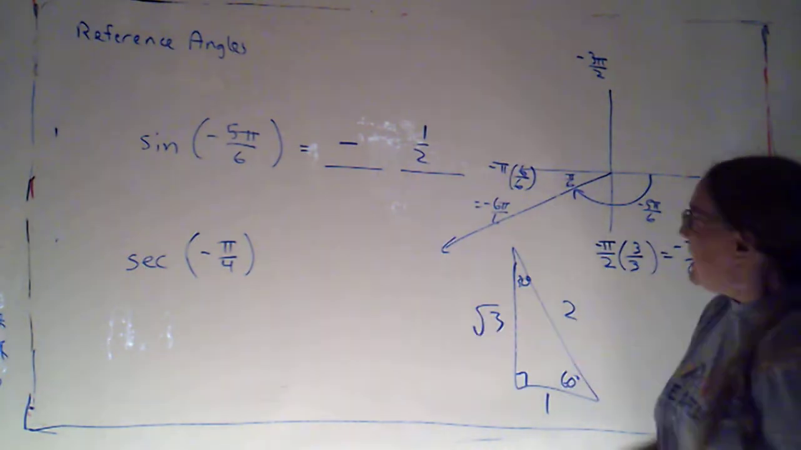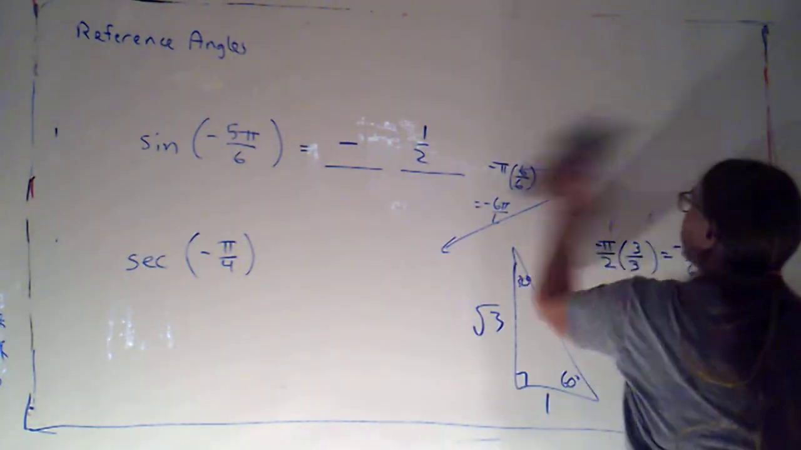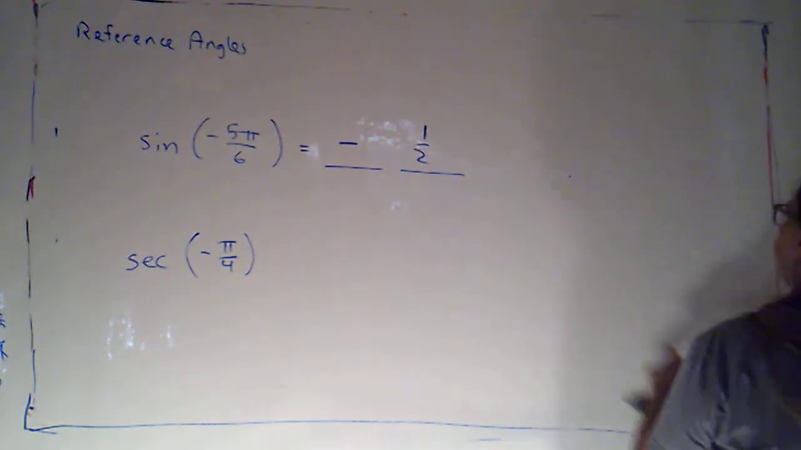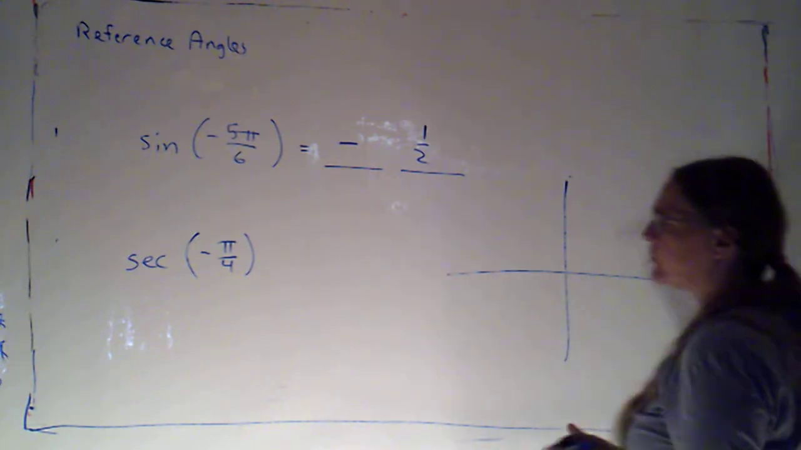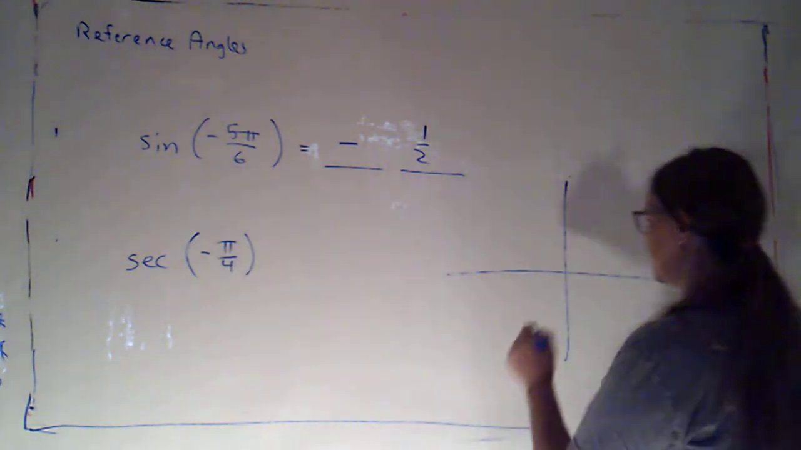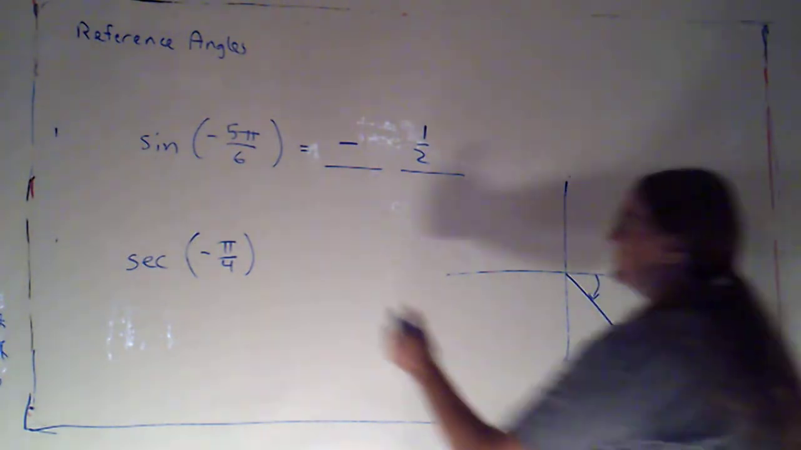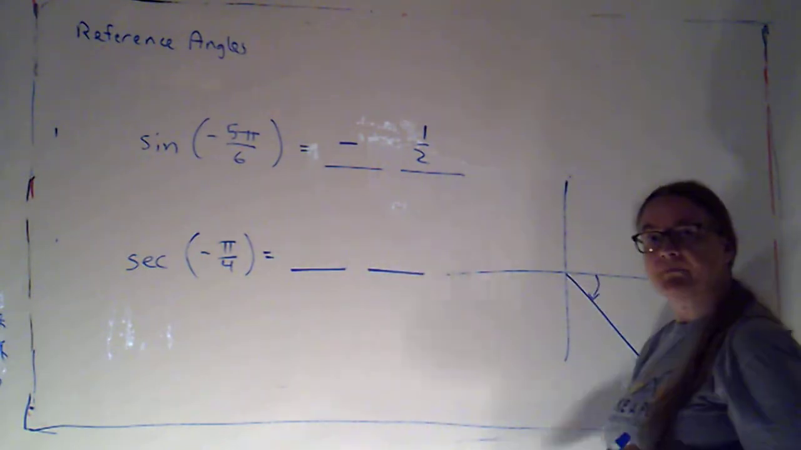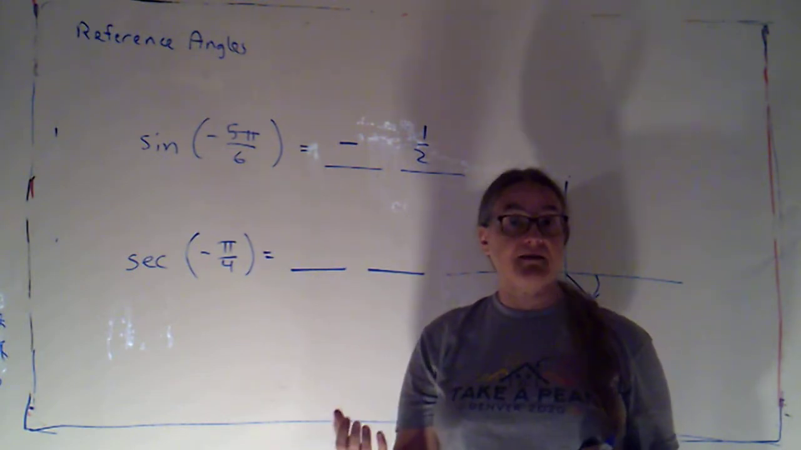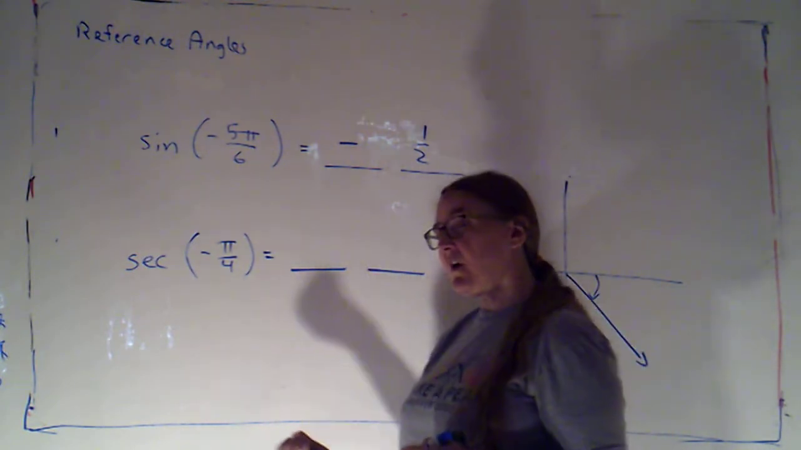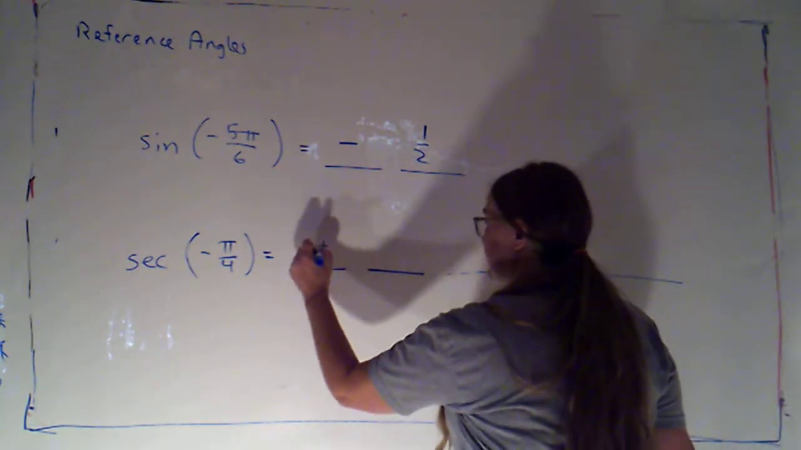Okay, so then we've got secant of negative pi over 4. So again, we're rotating in the negative direction. Pi over 4 would be an acute angle, so this is just the opposite of an acute angle. So there we go. So I can see we ended up in quadrant 4. Now secant is the reciprocal of cosine, so it's going to have the same plus or minus sign that cosine does. Cosine would be the x value. In quadrant 4, that's positive.